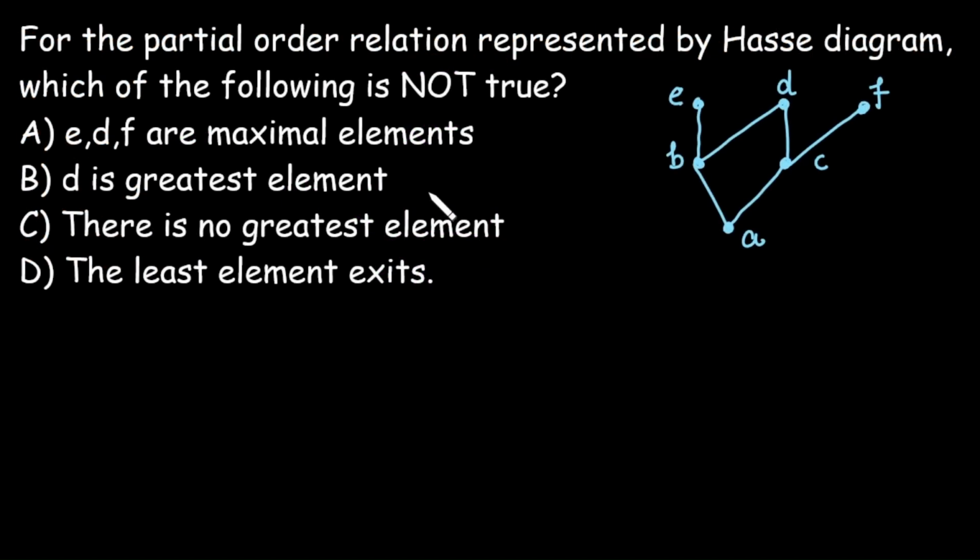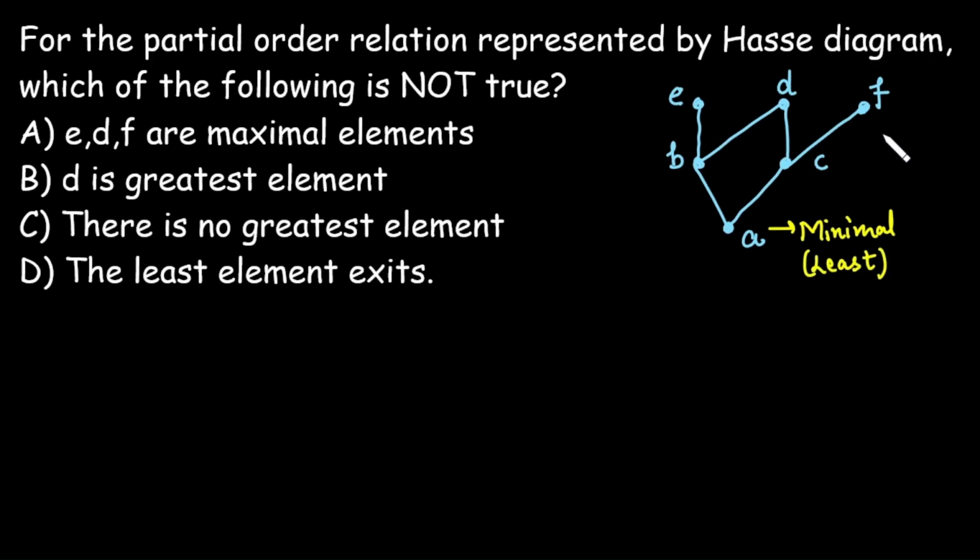Another question we have: for the partial order relation represented by this Hasse diagram, which of the following is not true? So here we have the least, maximal, minimal points. Let's identify what is the minimal element in this case. Minimal elements always lie at the end. So A is called the minimal. How many minimal elements are there in this case? Only one, and this is called the least as well.